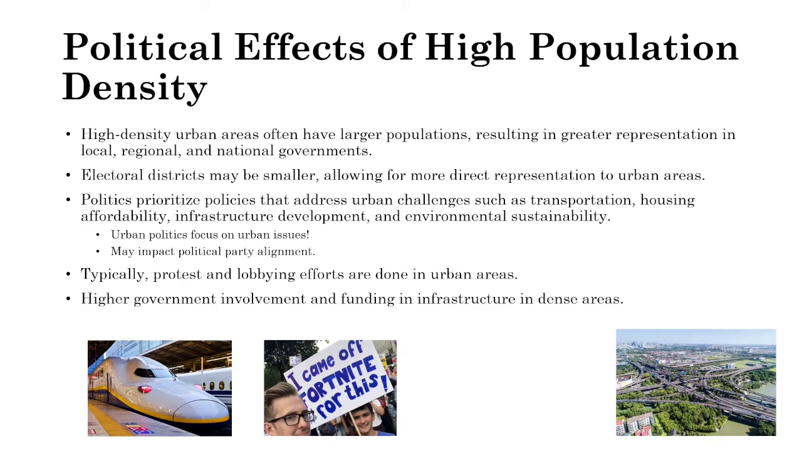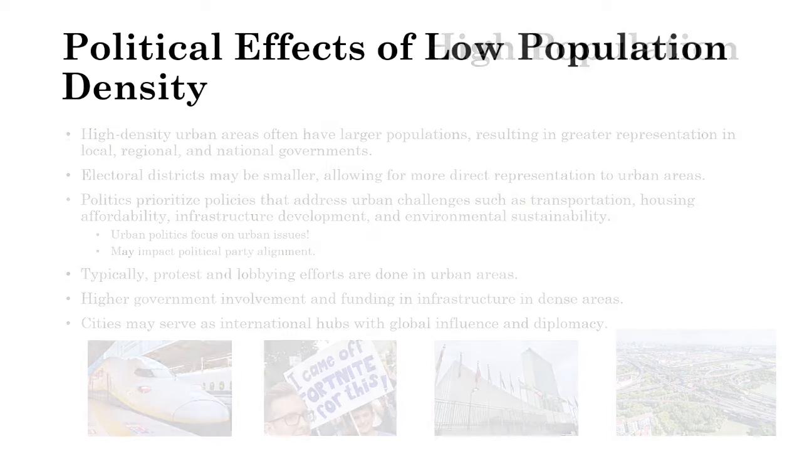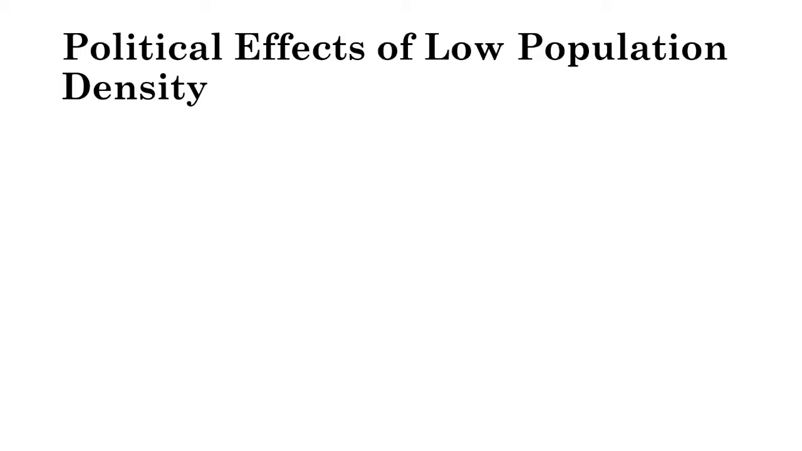There's higher government involvement and funding for infrastructure in dense areas because there's just a higher population to reach. Government's going to want to support as many citizens as possible. Cities often can serve as international hubs with global influence, like London, which is home of the London Stock Exchange. Or there could be a lot of diplomacy going on. This is a picture, the third picture, of New York City and the United Nations building, which is a big hub for the United Nations, a big international organization that doesn't do as much as they should, but they do exist.